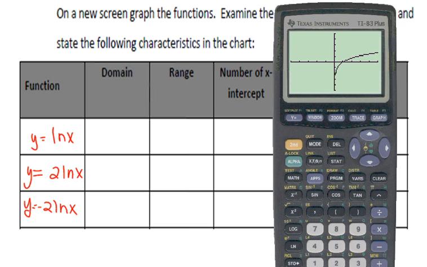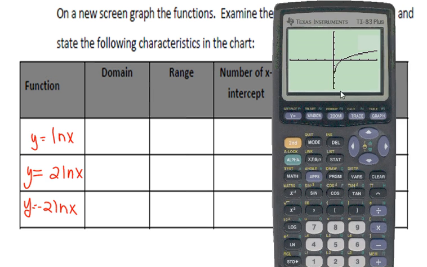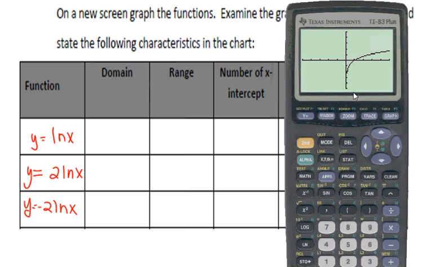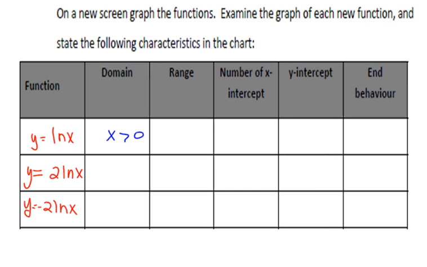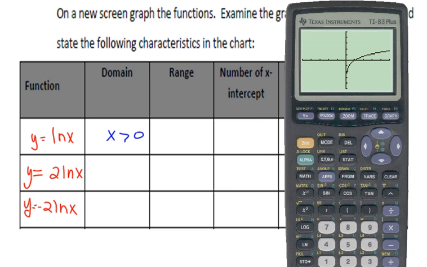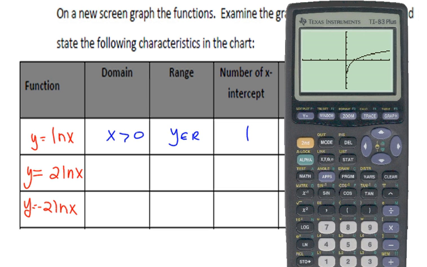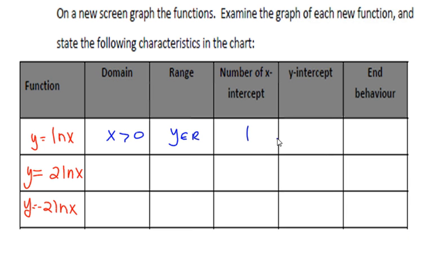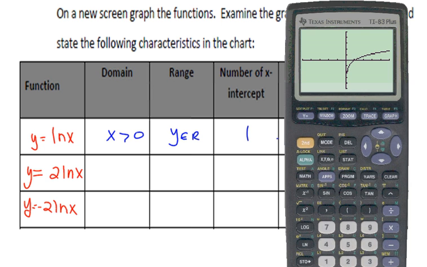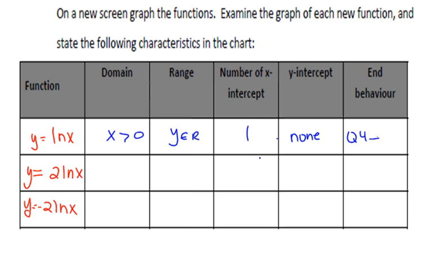Okay, what's the domain of this graph? X is greater than 0. Okay, so we see that our graph, again, it's like a log graph. What's the range of this graph? Y is all real numbers. Number of x-intercepts: 1. How many y-intercepts? 0 or none? And behavior. Okay, that's 1 done.